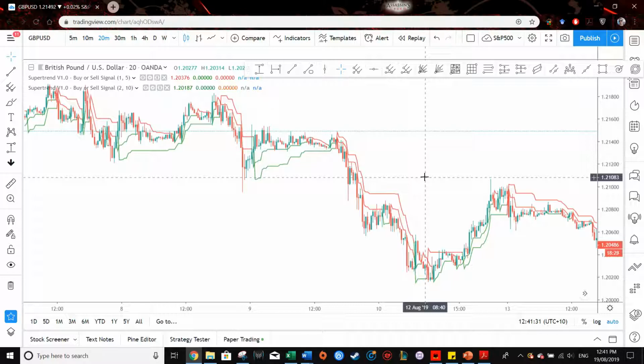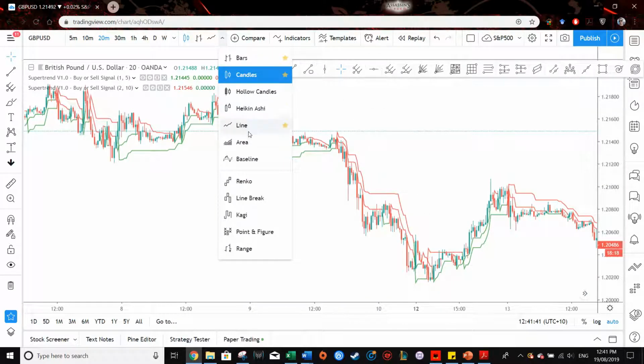The first problem is lag. The second problem is it's not used on standard candlesticks. You can actually change candlesticks. There are different types of candlesticks: there's a candlestick, there's a bar, and there's a Heikin Ashi candlestick. This works on Heikin Ashi, which is the third one.